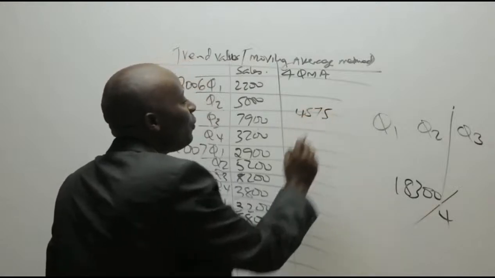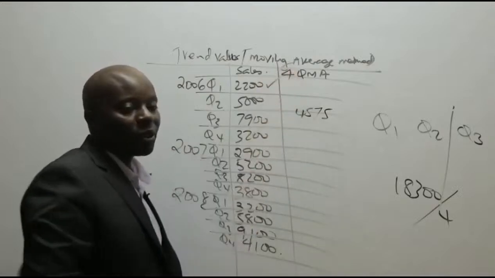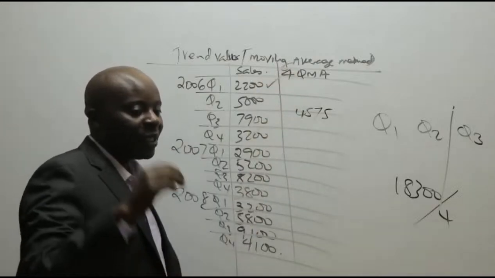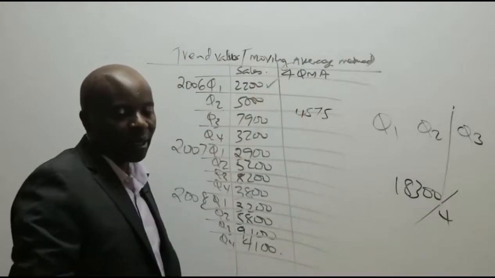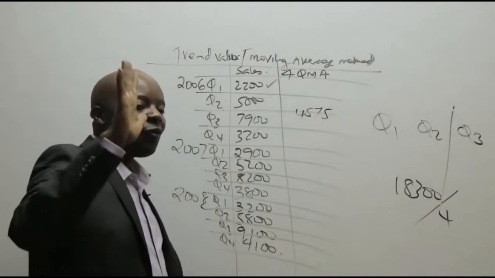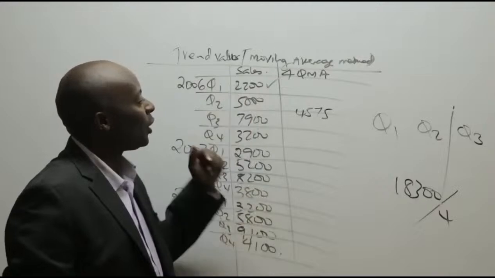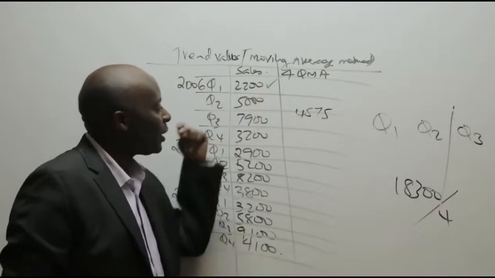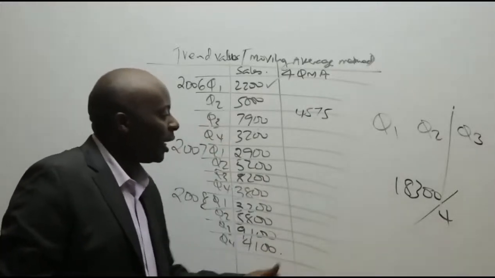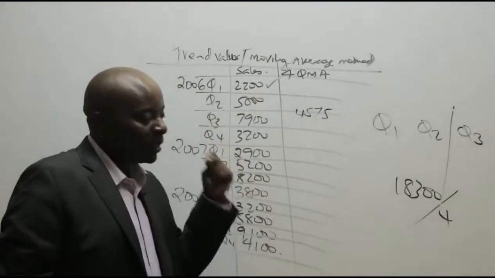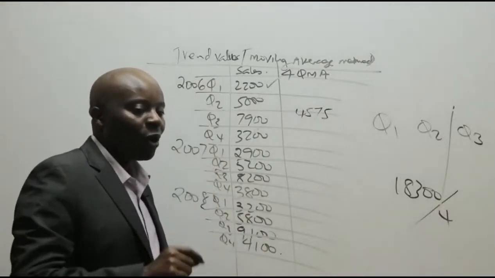Now listen to me very well. Every time I get a moving average, I must always tick the topmost existing number. After that, ladies and gentlemen, give me the average of the next 4, other than the one that is ticked. So the next 4, I'll take 5,000, 7,900, 3,200, 2,900. Every time I must add up 4 at a time.